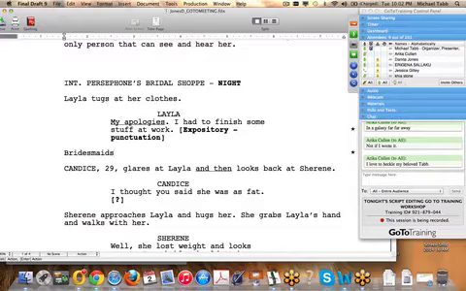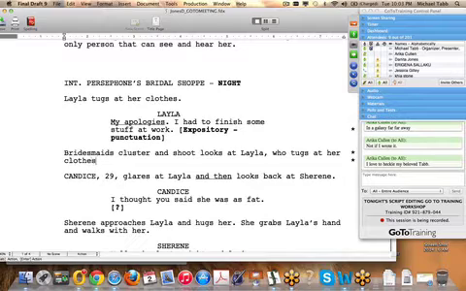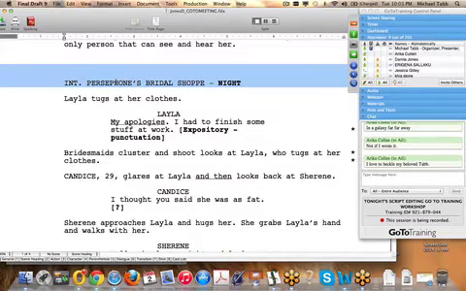So, gotcha. Bridesmaids fill. Cluster and stare and shoot looks. So I would still be able to establish at the beginning of this scene in the new act that they were staring at her when she came through the door, so that the tugging on her clothes makes sense. See, this is the way I would consider doing it. Okay. I mean, you can do it however you want.